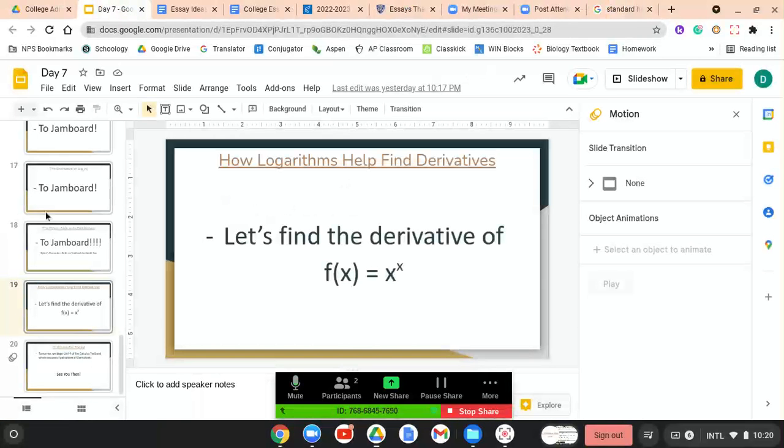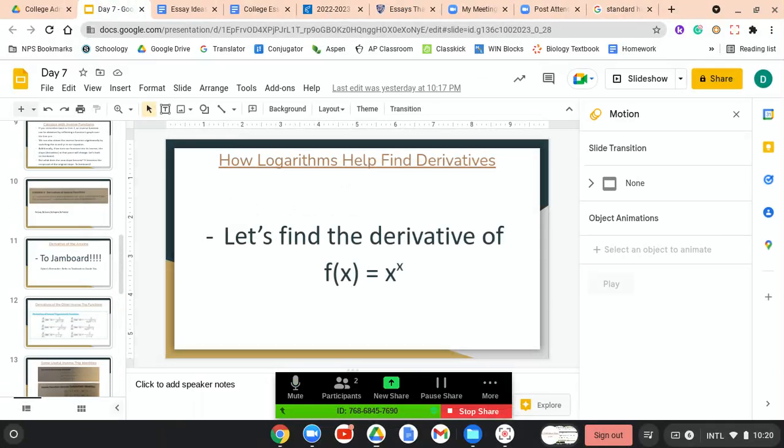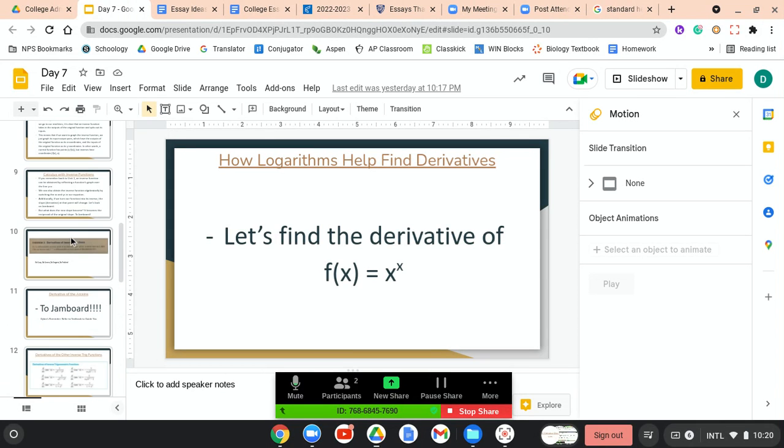Awesome. So, welcome back. Today we're going to be finishing our unit on derivatives, and we're going to be talking about the derivatives of inverse trigonometric functions, logarithmic functions, and exponential functions. So, let's get right into it.